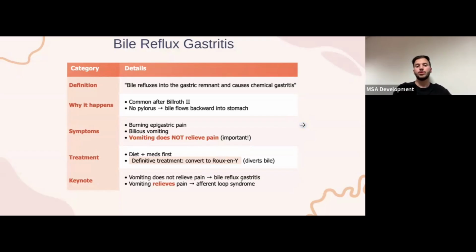It's very important because you will differentiate this symptom between it and the afferent loop syndrome. How do we treat it? Diet and of course medication first. Definitive treatment, convert from the Billroth 2 to Roux-en-Y. And as I mentioned, guys, when we have vomiting that does not relieve pain, it's bile reflux gastritis, while vomiting that relieves pain, it's afferent loop syndrome.